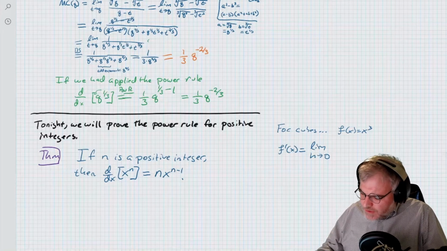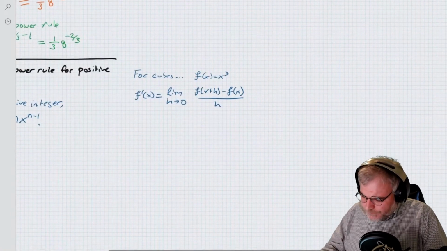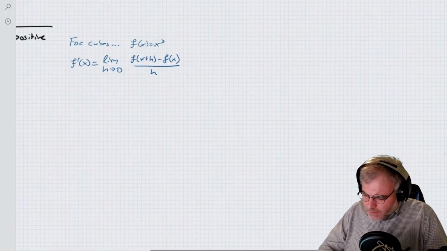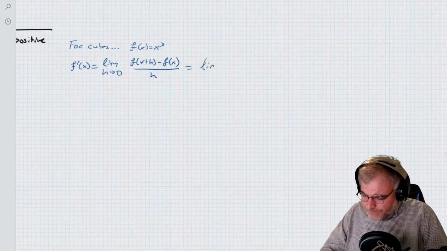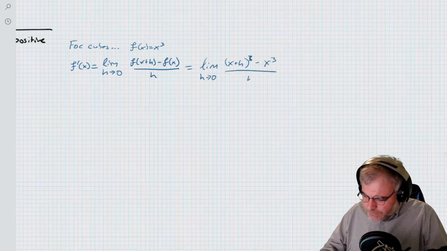The limit as h goes to 0 of f of x plus h minus f of x all over h, if I was just doing the cubes, would equal the limit as h goes to 0 of x plus h cubed minus x cubed all over h, which equals the limit as h goes to 0.